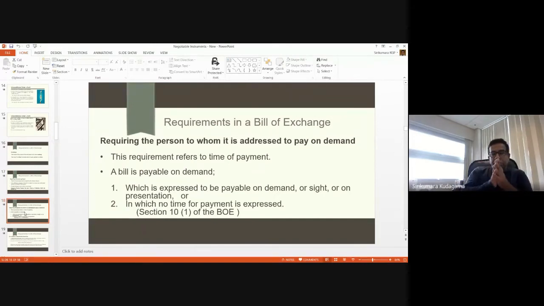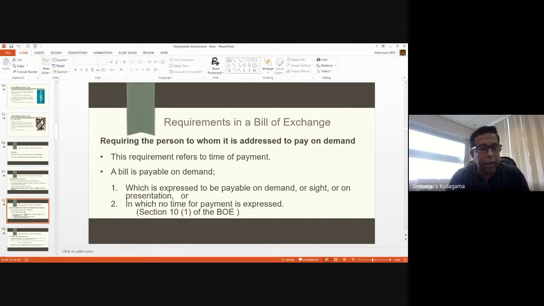What is the message given in the bill of exchange? Requiring the person to whom it is addressed to pay. Now that person is asked to pay, right? When I'm drawing a check on the Bank of Ceylon, what I'm asking the Bank of Ceylon is to pay, requiring the person to whom it is addressed to pay. What is the time point at which this has to be paid? Pay, right?